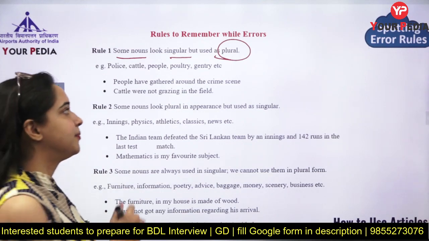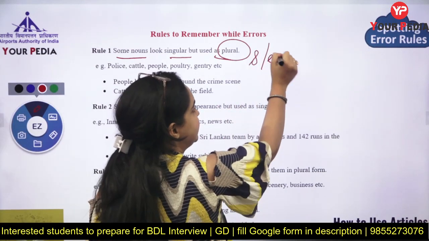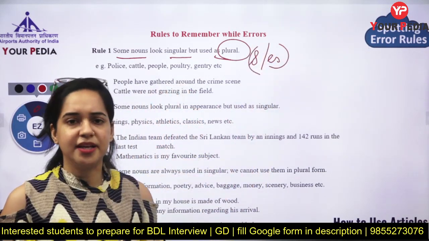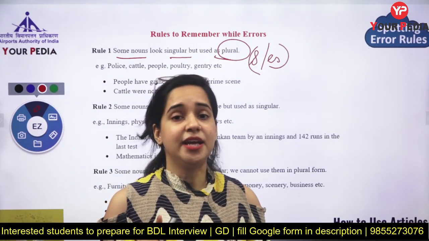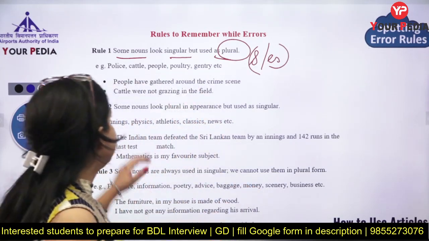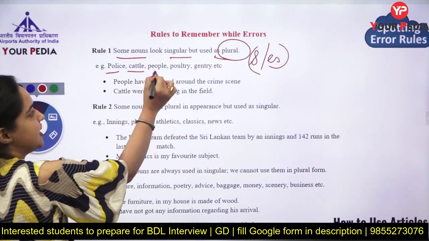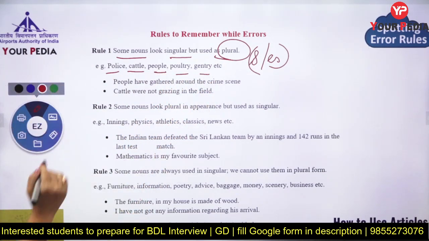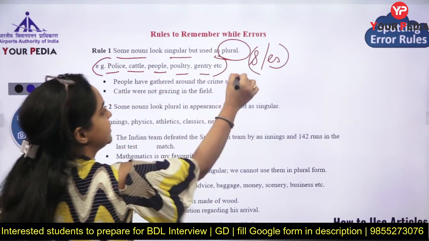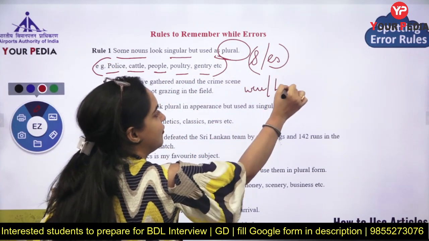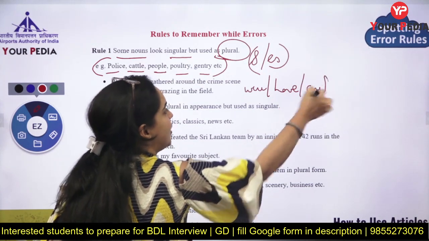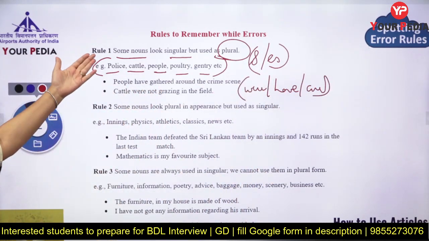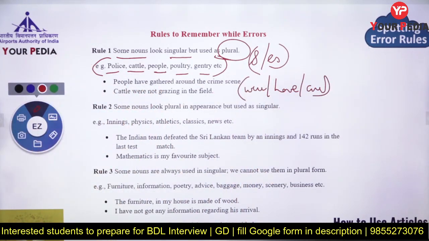Singular क्यों लगते हैं? क्योंकि उसमें s और es missing होता है. तो हमें लगता है कि वो तो single चीज है, लेकिन वो हमेशा plural होते हैं. Like people is there, cattle is there, people, poultry, gentry, police, right? So they look singular, but we will always use were, have, or you can say are with these. Why? Because they look singular, but they are plural in form, right?